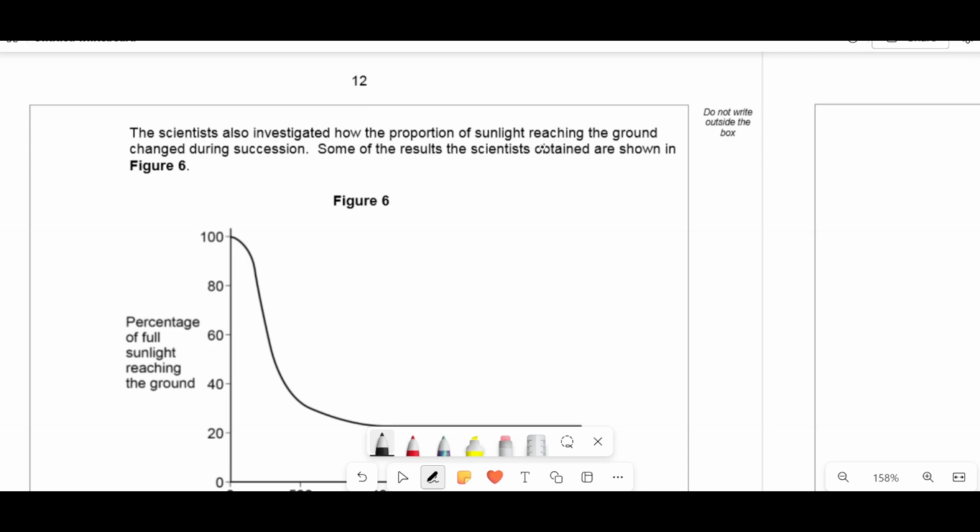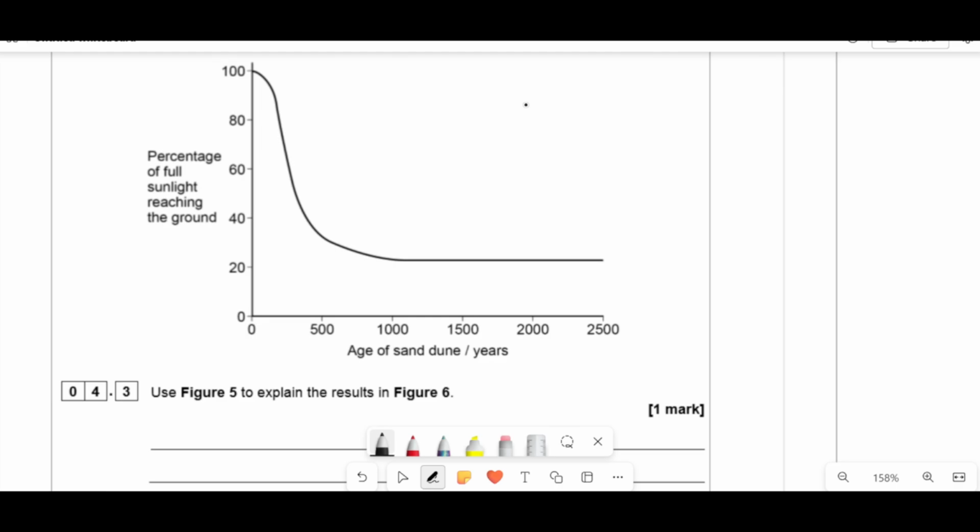Scientists also investigated how the proportion of sunlight reaching the ground changed during succession. Some of the results were shown here. Again, just have a quick look, almost work out the dependent variable yourself. They're looking at the age, I say changing, they're just measuring it over time. And as well as that, they're looking at the percentage of full sunlight reaching the ground. So we can see that as we go from here to here, it's going down, and then it just stays level at about 20.